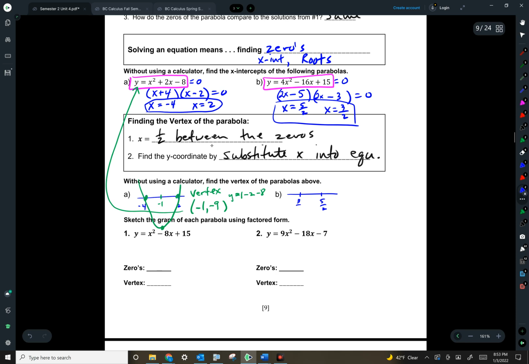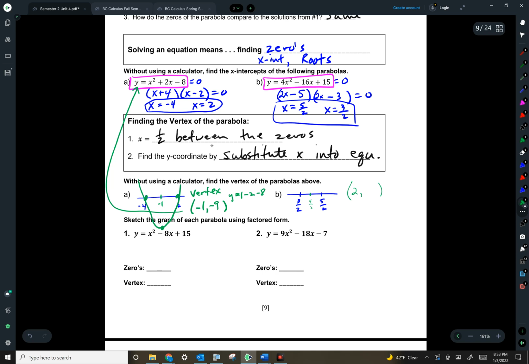Okay, so what would halfway between those two be? Well, wouldn't halfway be right here at 4/2? Oh, well, wait a minute. 4/2 is just 2. So that means the vertex has an x-coordinate of 2.